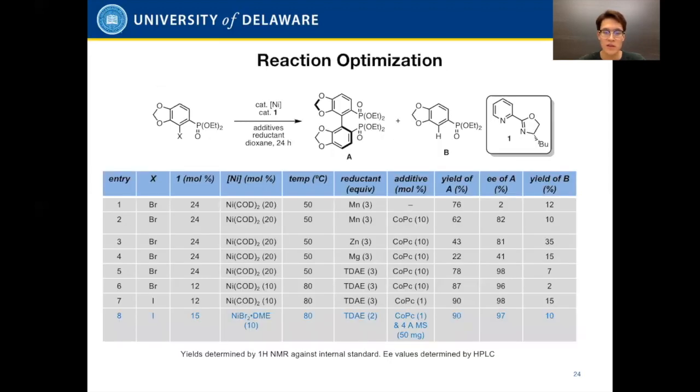Through optimization of reaction conditions, we found pyridine oxazoline ligand 1 as the optimal ligand, and that cobalt phthalocyanine, or cobalt Pc, and the choice of reductant had a dramatic effect on the enantioselectivity of this reaction. As shown in the last entry, nickel dibromide DME could be used in place of air-sensitive nickel COD, and the addition of 4 angstrom molecular sieves was observed to reduce the proto-dehalogenation byproduct.